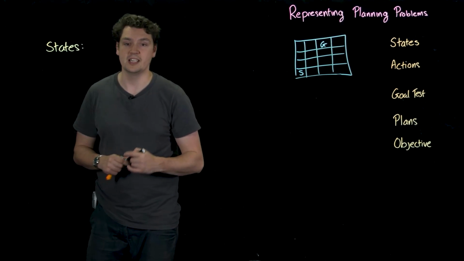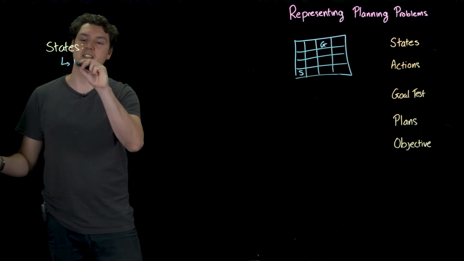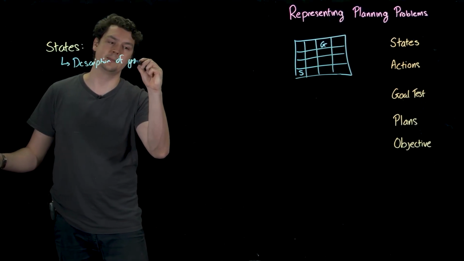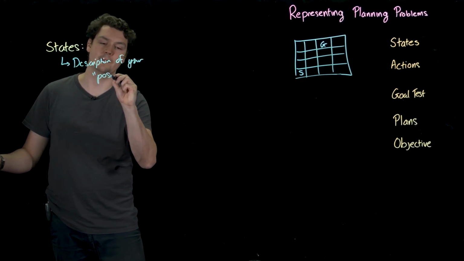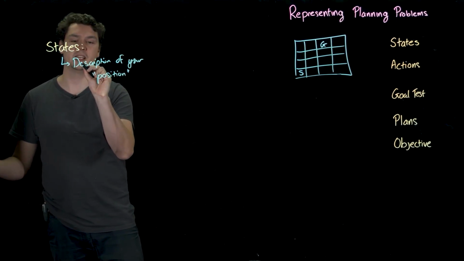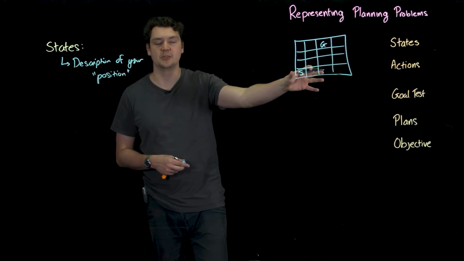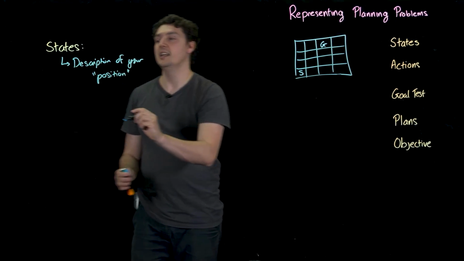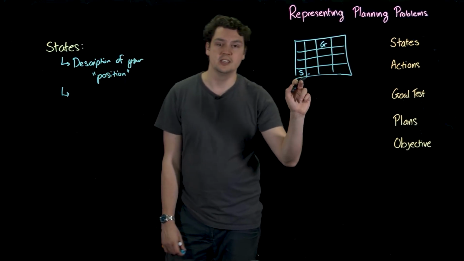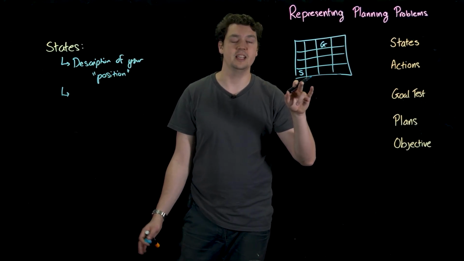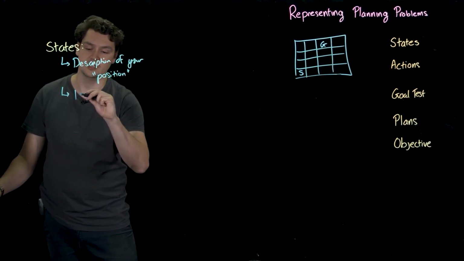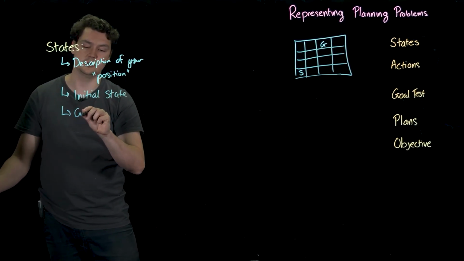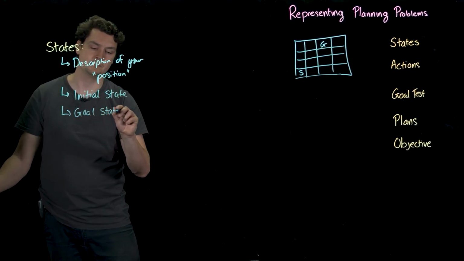So the first thing we're talking about is states, and this is essentially a description of your position. I'm saying position in this sense more because I'm using the pathfinding example, but it's a description of the world. It's a set of facts that are true. And then we're going to be transitioning from some start location where we begin inside the maze, and we're trying to go to a goal location, right? So there's an initial state and there's a goal state.